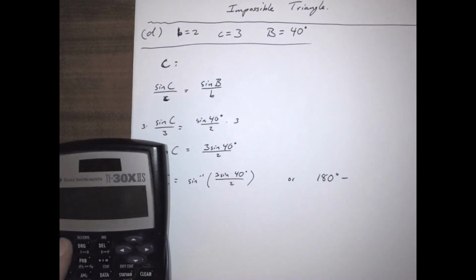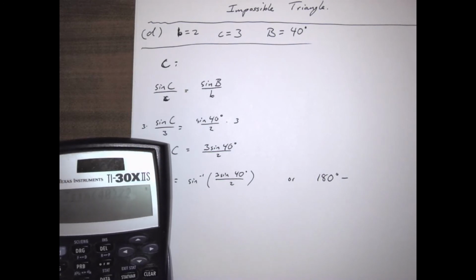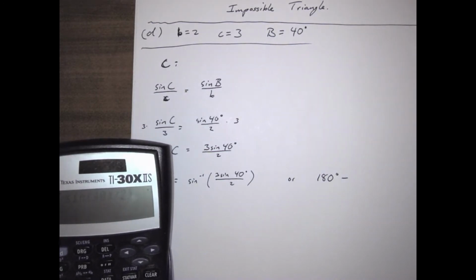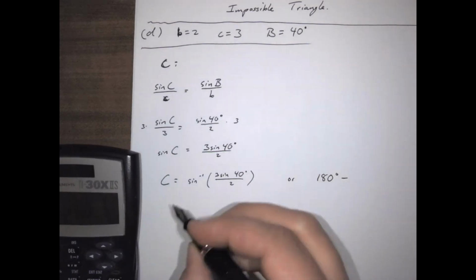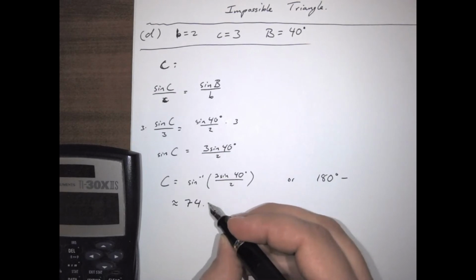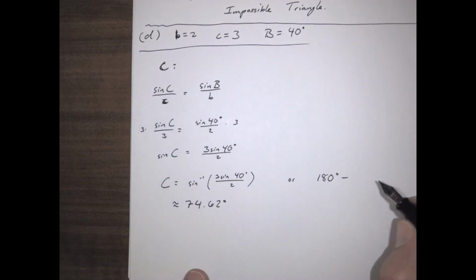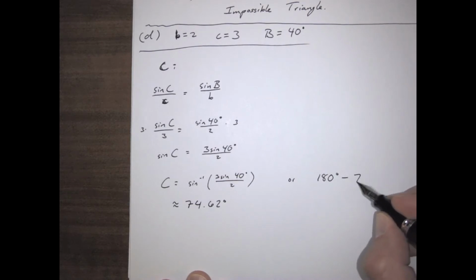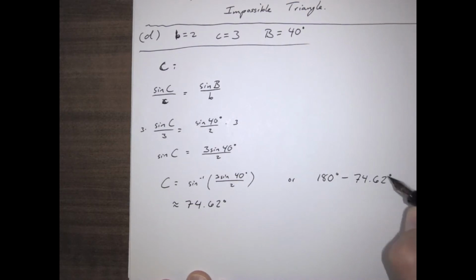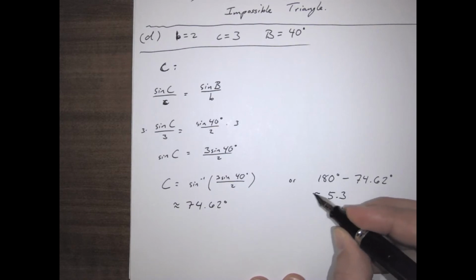So sine inverse 3 sine 40 degrees divided by 2. Gotta be careful about your parentheses on these, otherwise you might get an error of an unexpected nature. So this produces an angle of 74.62 degrees. All right, now let's consider the possibility, 180 minus that. So then what's that? That's going to be 105.38.